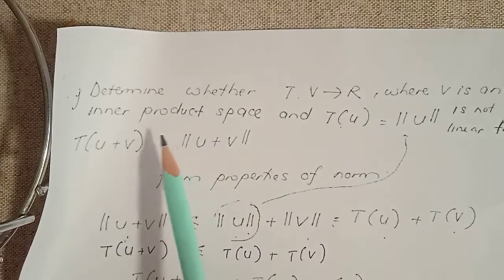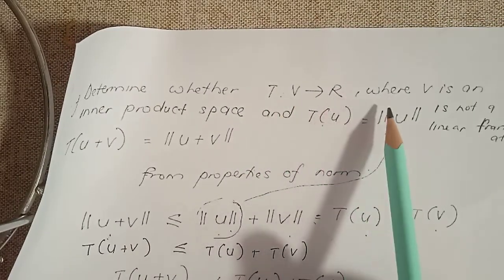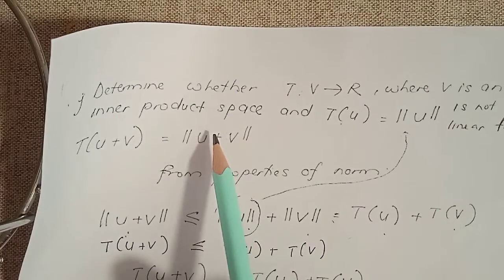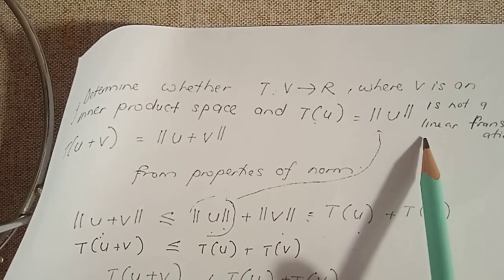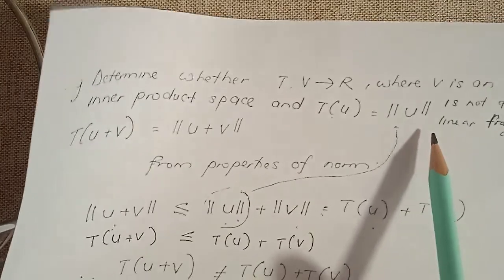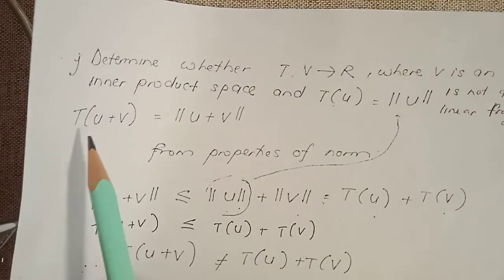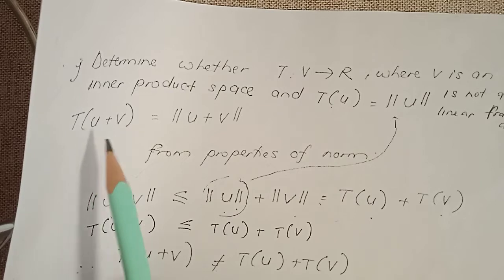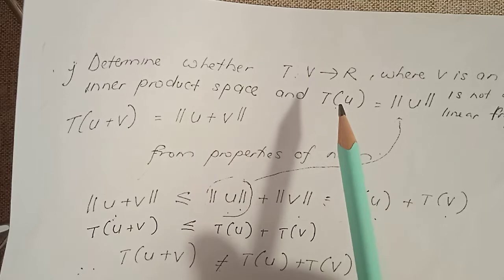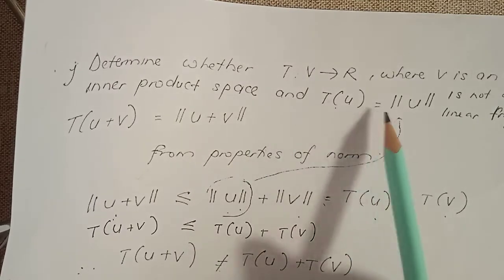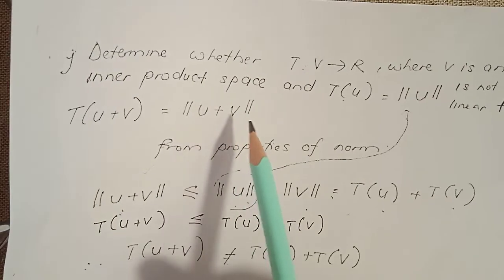Okay, example. Determine whether T from V to R, where V is an inner product space and T of u equals the norm of u, is a linear transformation. Okay, the function T is always given. T of u plus v equals the norm of u plus v. As given, T of u is the norm of u, so T of u plus v is the norm of u plus v.